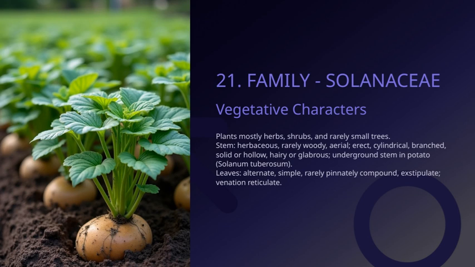Moving on to the leaves, they are generally arranged alternately on the stem. They are mostly simple, meaning each leaf is a single, undivided unit. Sometimes you might see pinnately compound leaves, but that's quite rare in this family. They are exstipulate, which means they lack stipules, those small leaf-like appendages at the base of the leaf stalk. The venation, or the pattern of veins in the leaf, is reticulate, forming a network of interconnected veins.